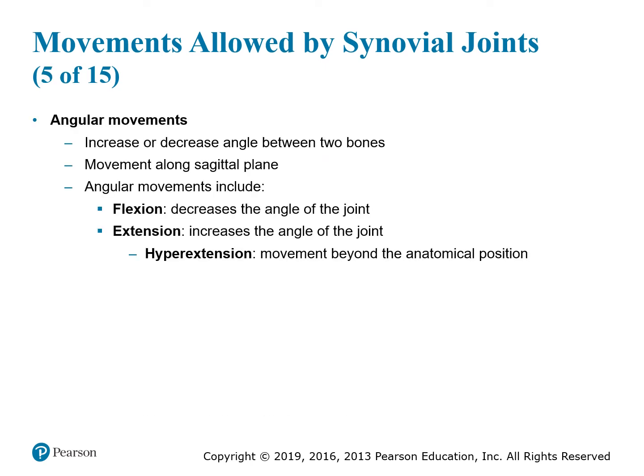Angular movements increase or decrease the angle between the two bones, and this occurs along the sagittal plane. The angular movements will include flexion, which decreases the angle of the joint, extension, which increases the angle of the joint, and hyperextension, which is movement beyond the anatomical position in extension.